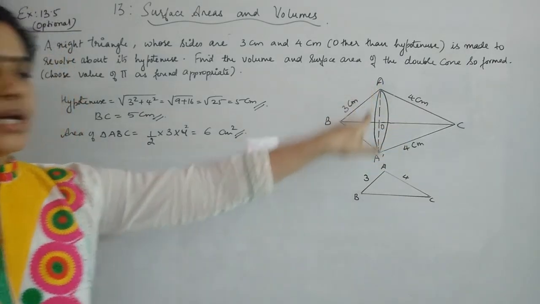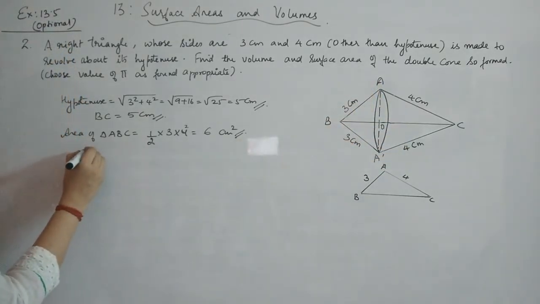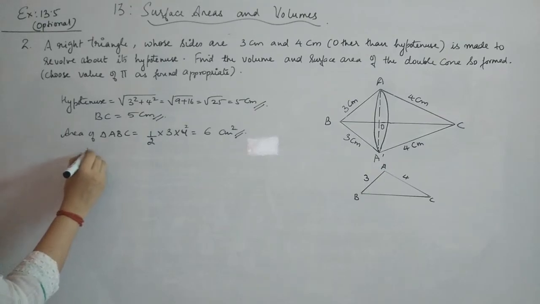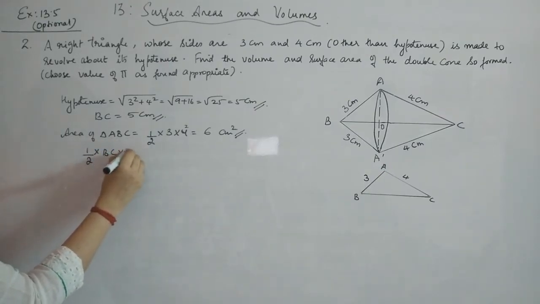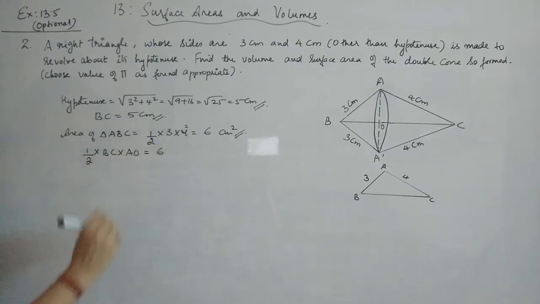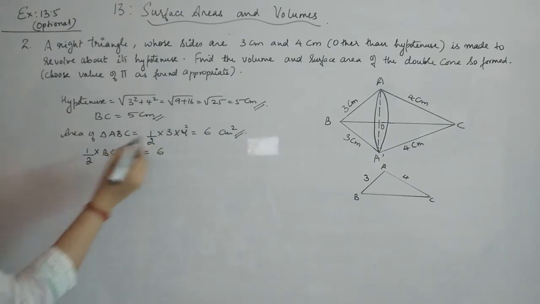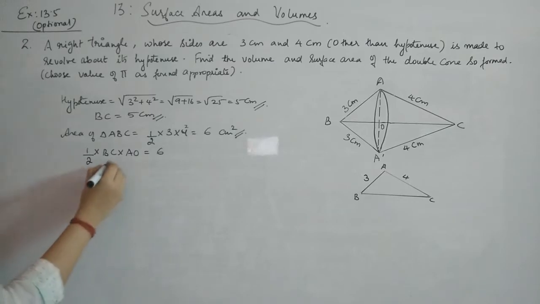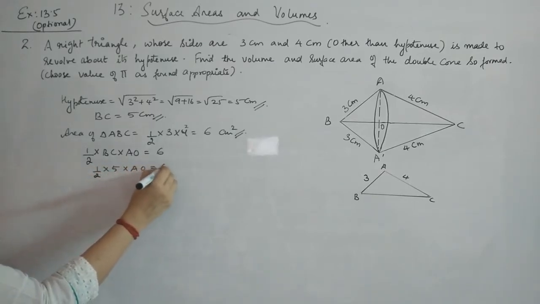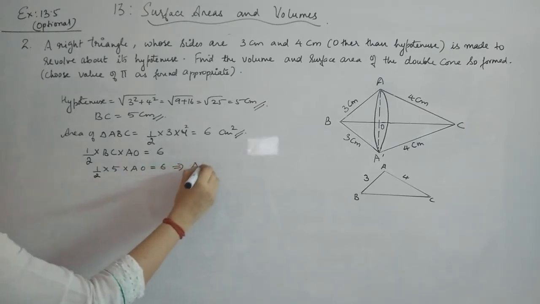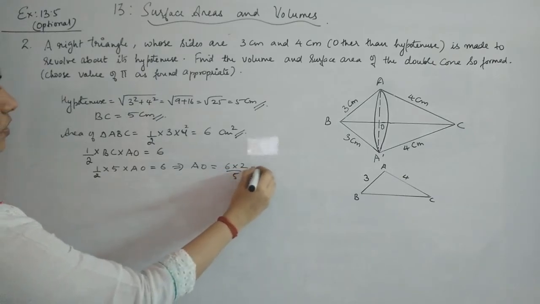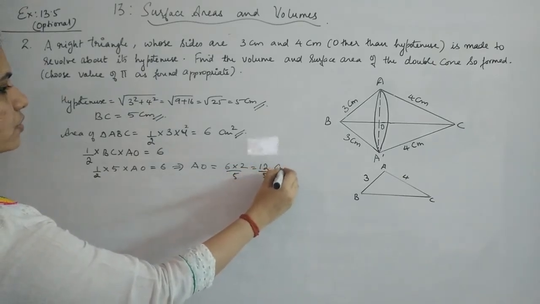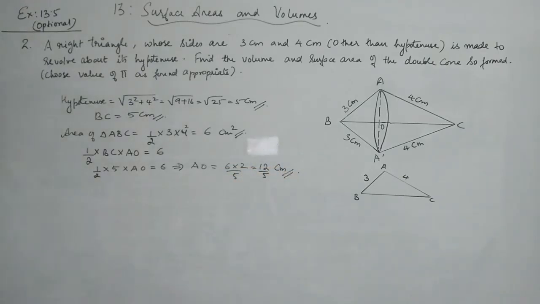But again, the area of the same triangle can be taken as with BC as the base and AO as the altitude. So I'm just writing, instead of area of triangle ABC, half into BC into AO, which is equal to 6 centimeter squares. You have already got that. Now BC, you know, it is 5, right? So it is half into 5 into AO equal to 6, or AO is equal to 6 into 2 by 5, or 12 by 5. So AO you got to be 12 by 5.